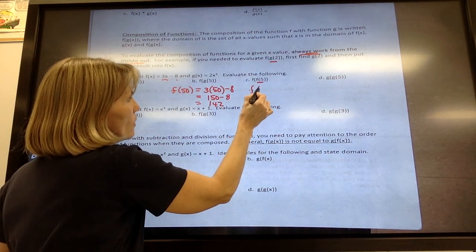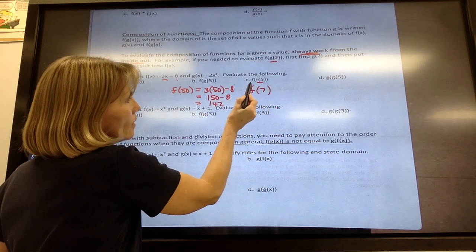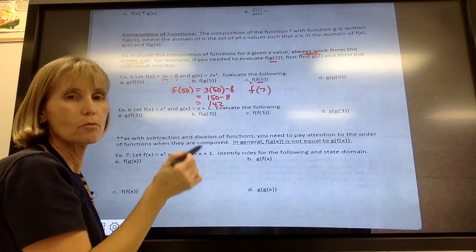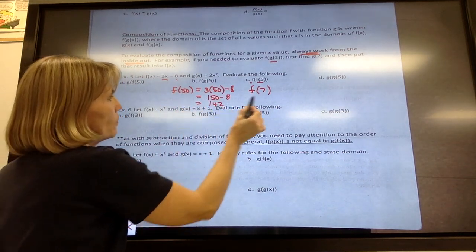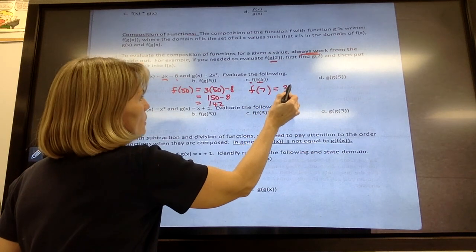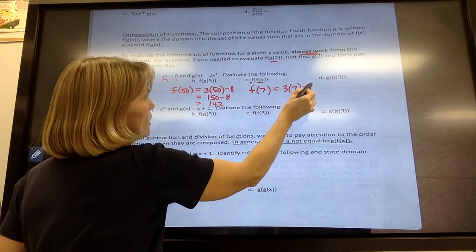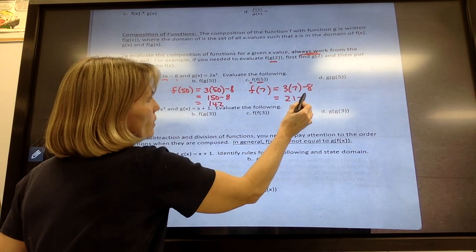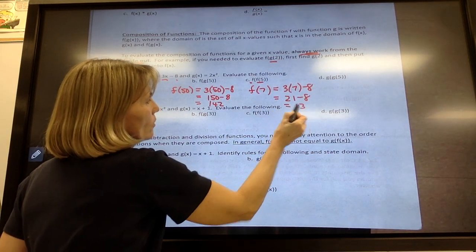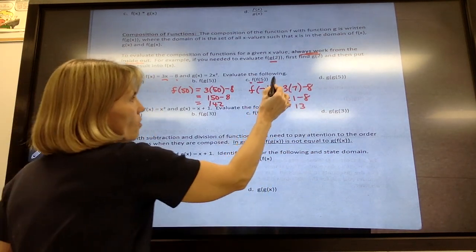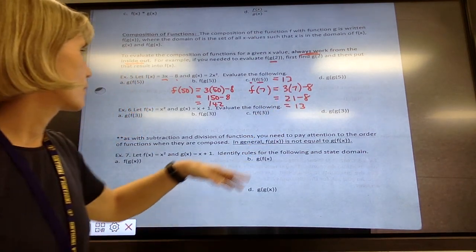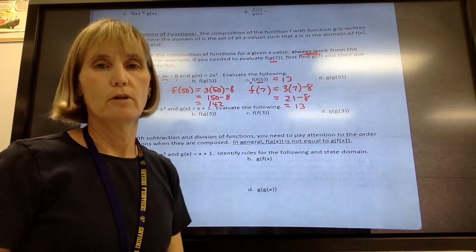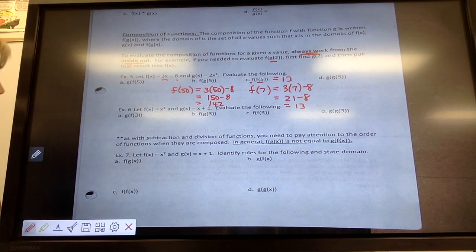So now I'm going to evaluate f of 7. Okay, f is on the outside as well, so I'm staying with the same function, but now I'm going to evaluate it at 7. So if I plug that in there, I would have 3 times 7 minus 8. That's 21 minus 8, or 13. So this all has a value of 13. Okay, you can go ahead and give that last one a shot there.